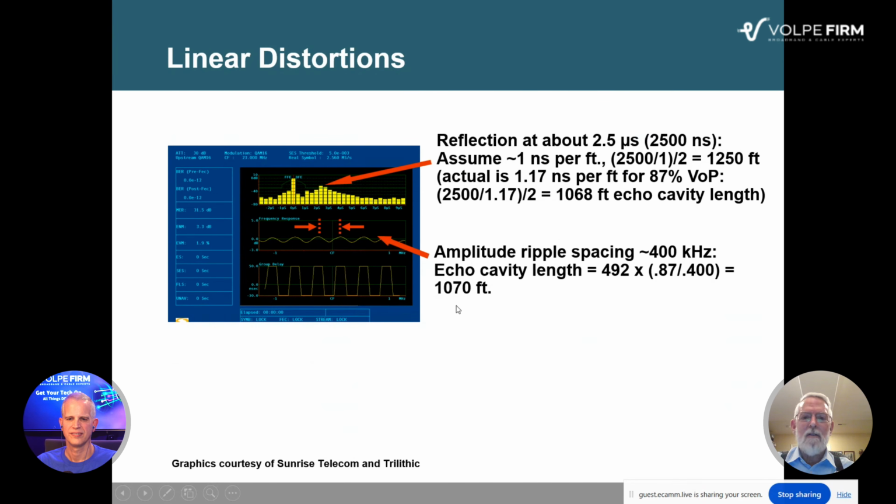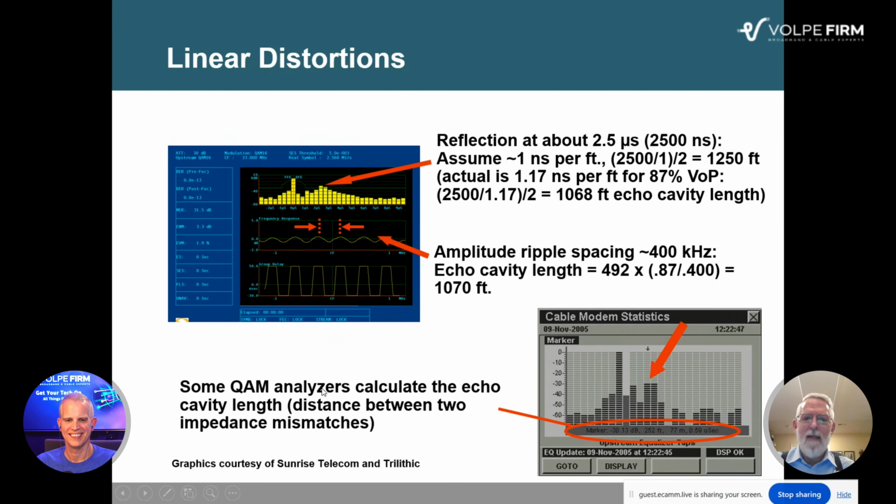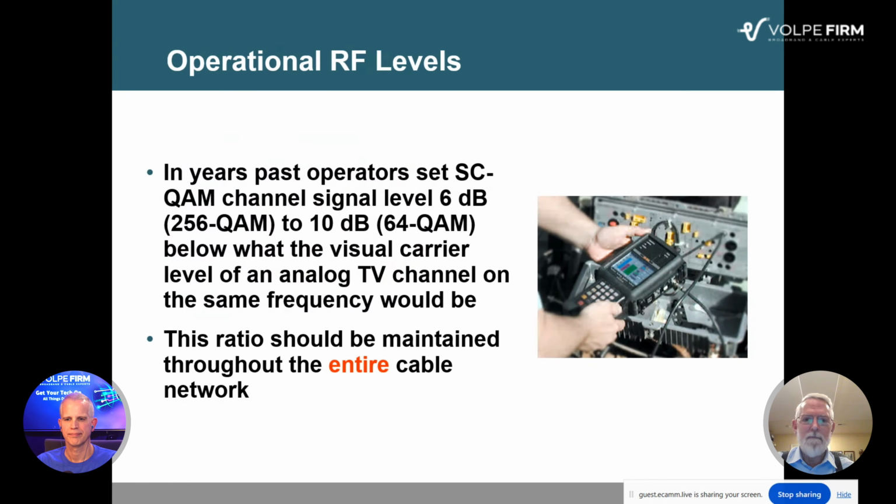So that tells us that the length of the echo cavity between two impedance mismatches is a little under 1,100 feet. And you can look on your design maps and say, hey, that's between a line extender and an end of the feeder. Maybe the terminator failed at the end of the line. Who knows? Go fix it. But you've got this to help you out. Some QAM analyzers would calculate that distance for you, so you didn't have to go through the mental mathematics. And here you can see just down there, 252 feet for this point right here. So some instruments would provide that calculation for you, which is kind of nice.